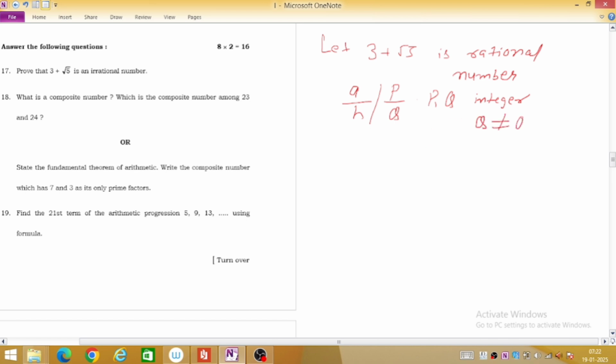Here P and Q are co-prime numbers. What is a co-prime number? Co-prime numbers are numbers whose highest common factor is only 1. Just like 2 and 3, this is a co-prime pair. 3 and 5, this is co-prime. 5 and 7, this is co-prime. Because for all these, the highest common factor is only 1. This is called co-prime numbers.